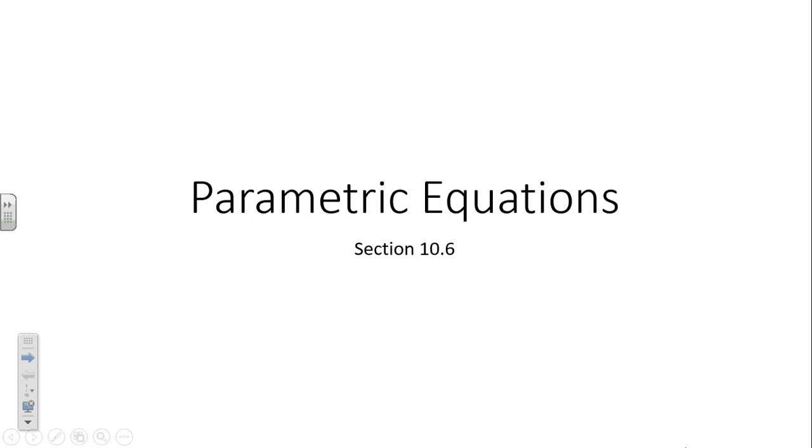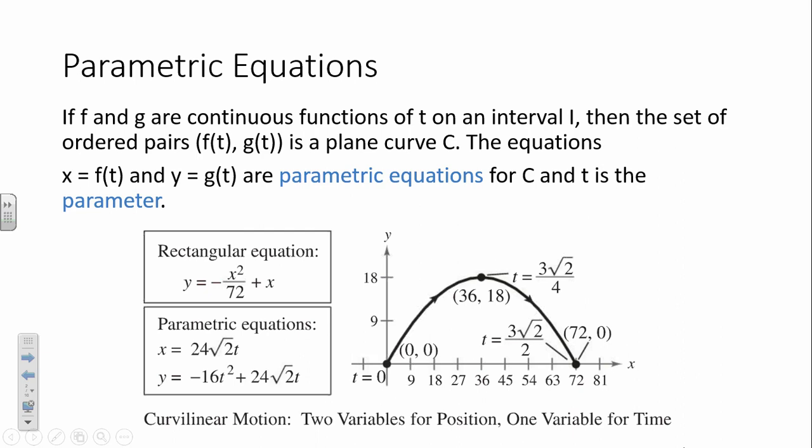So first of all, the definition of a parametric equation: if we have two functions that are continuous on a specific interval I, and we pull their ordered pairs from those two functions, what we end up with is a plane curve C, and the equations x equals f of t and y equals g of t are the parametric equations for C, because t is a parameter. In other words, we have two variables for a position and one variable for time, and we're combining the two.